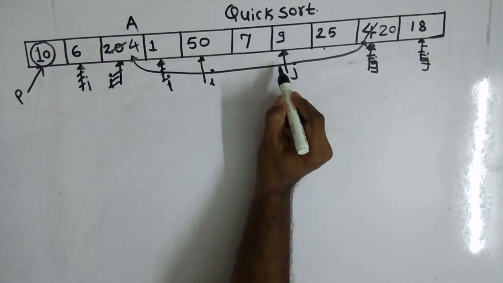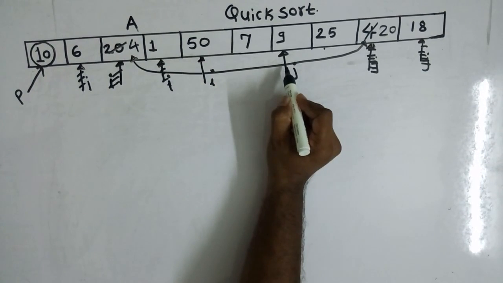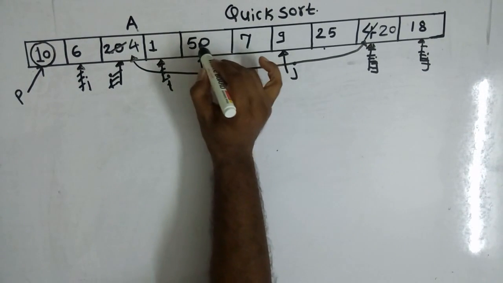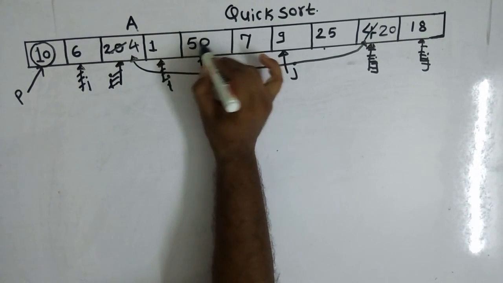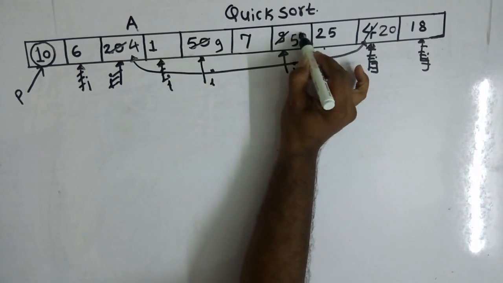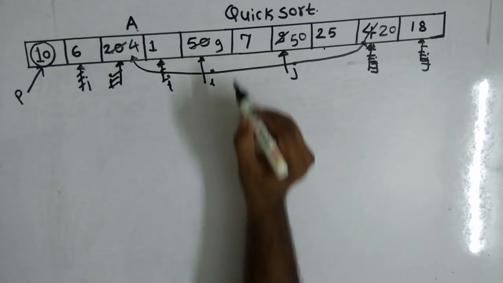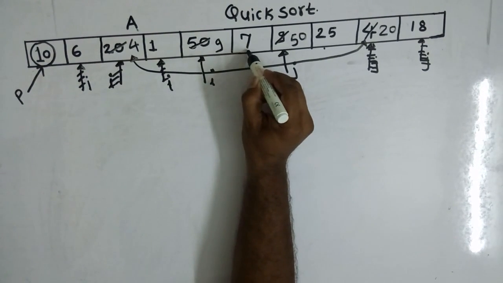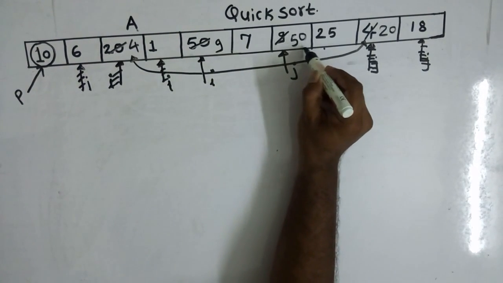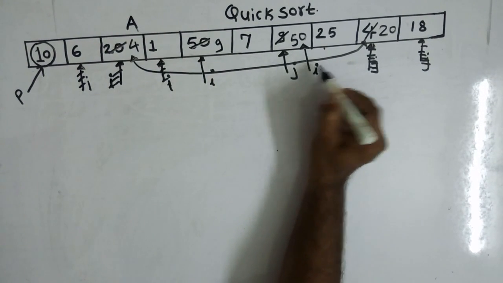Now i and j have not crossed each other, that means i is less than j. So if it is so, swap i element with j element. So I'll bring 9 here, I'll bring 50 here. Then continue with the i side. So go to this place, bring i here. So this is less than pivot, so let it sit there. Go to this place, I have 50 here which is greater than pivot, so our i will come and stop there.